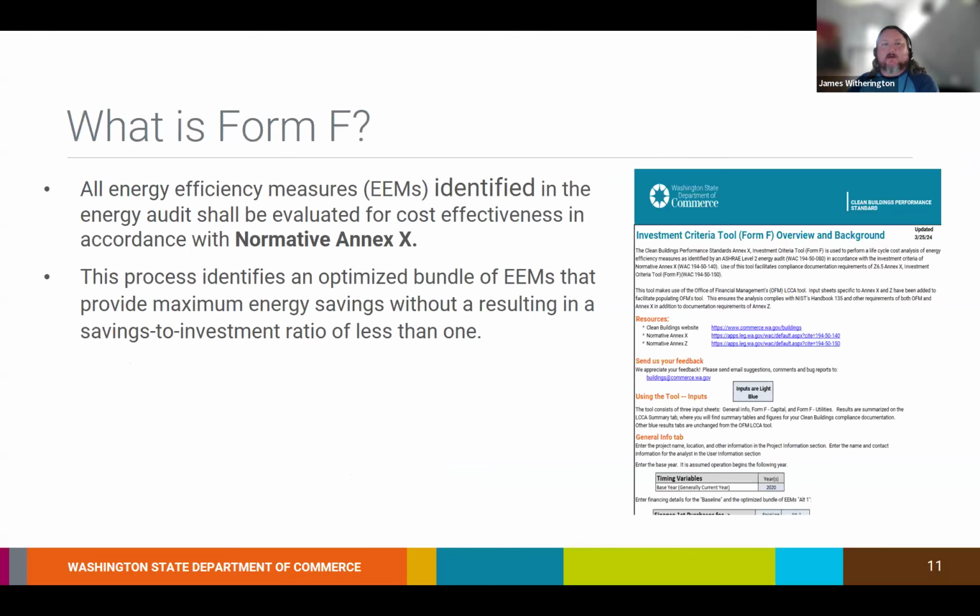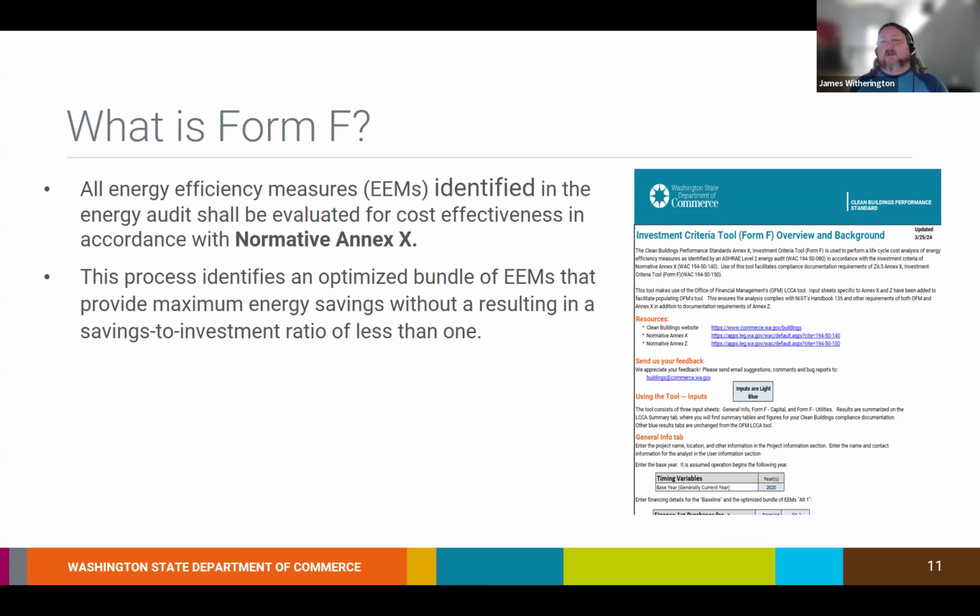Next slide, please. All right, so what is Form F? Well, to explain what Form F is, first you have to understand the requirements in normative NXX. So it states all energy efficiency measures identifying the energy audit shall be evaluated for cost effectiveness in accordance with normative NXX. This process identifies an optimized bundle of EEMs that provide maximum energy savings without resulting in a savings to investment ratio of less than 1.